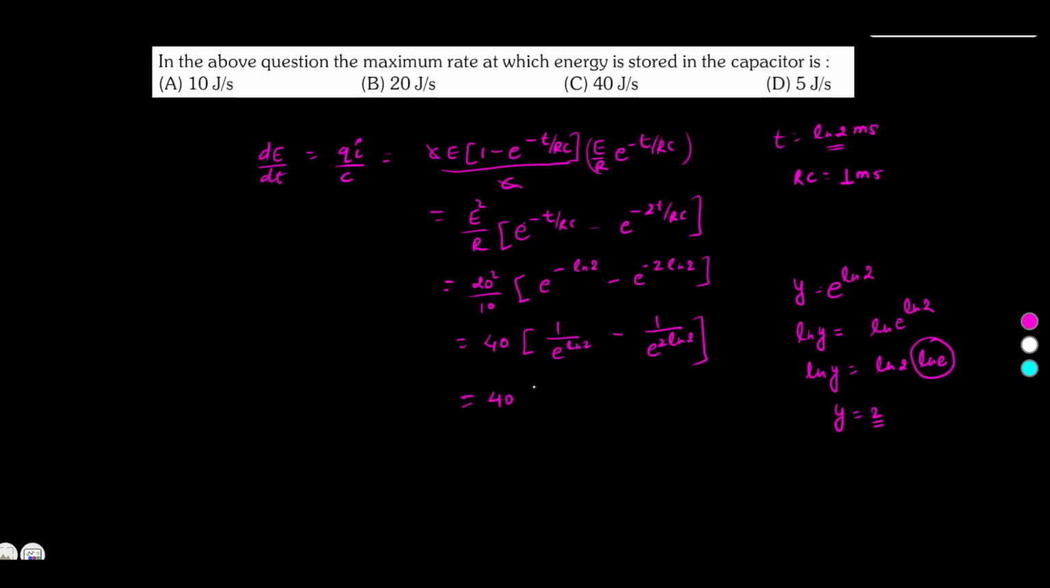So 40 times (1 by 2 minus, and this is nothing but e raised to the power ln 2 of whole square, so 1 by 2 square). So this is 40 times (1 by 2 minus 1 by 2 square). We get 40 into 1 by 4, and that is 10 joule per second.